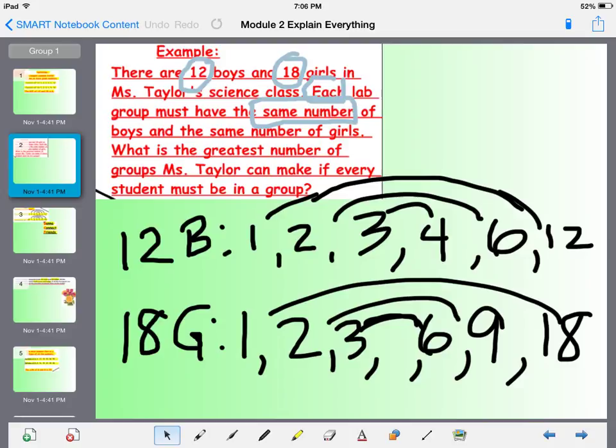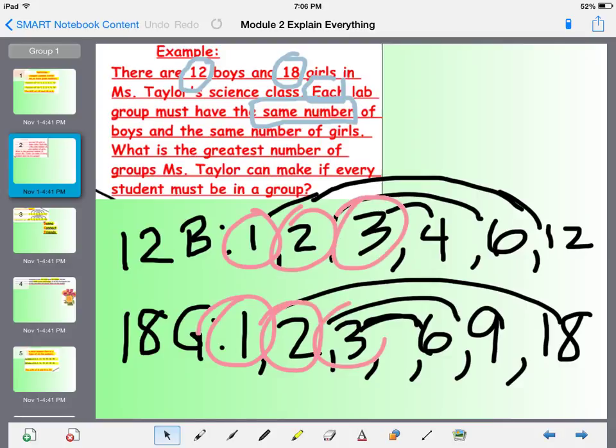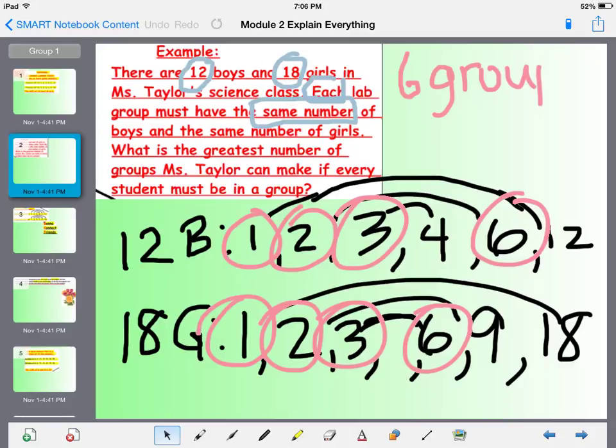Common factors are 1, 2, 3, and 6. Now, what this tells me is that there are going to be 6 groups. But to go further, let's think about how many boys would be in each group and how many girls would be in each group. Because remember, we don't have an equal number of boys and girls in the class.